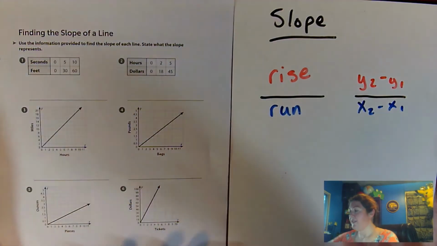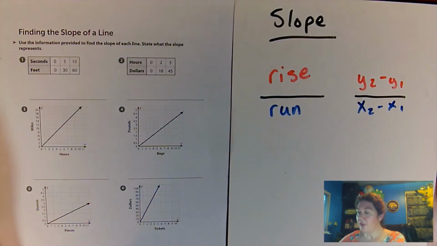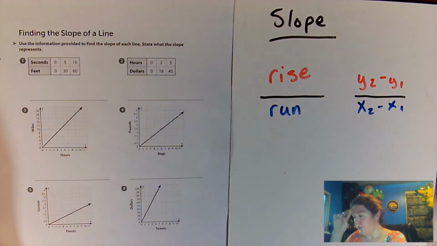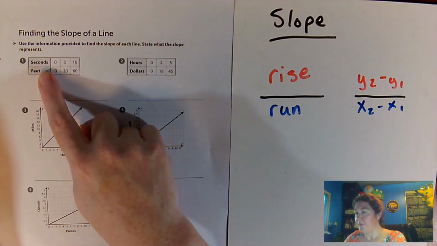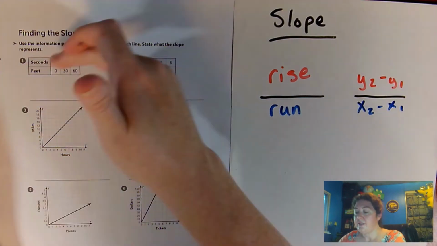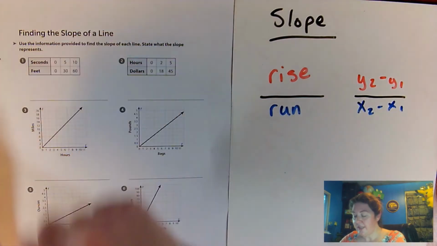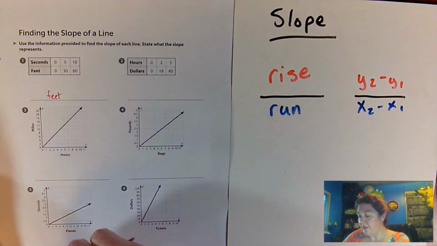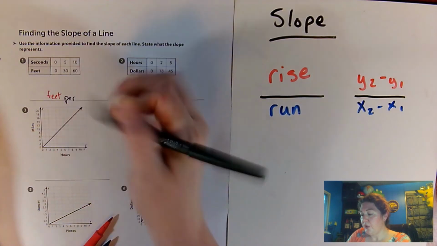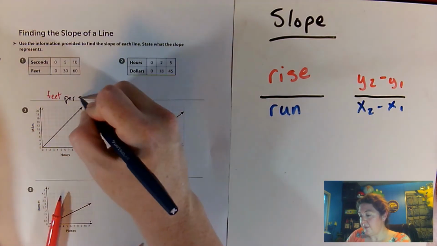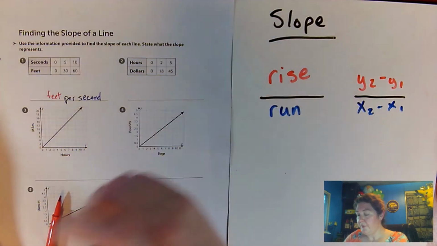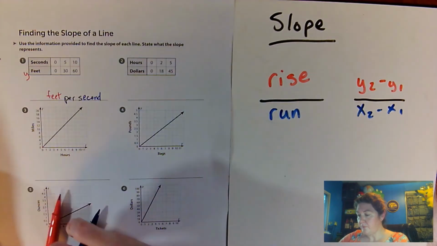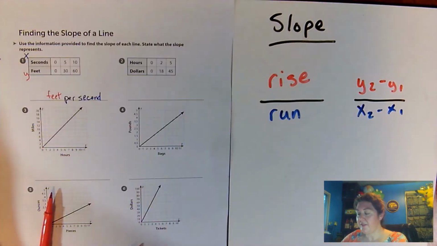So over here we have data sets, and in these data sets we're looking for the slope. We're looking for how does this set of numbers change. So when I look at seconds and feet, I've got to figure out what makes sense. Does seconds per feet or feet per second make sense? To me, feet per second makes the most sense. Right? So feet is going to be my y variable. Second is going to be my x variable.